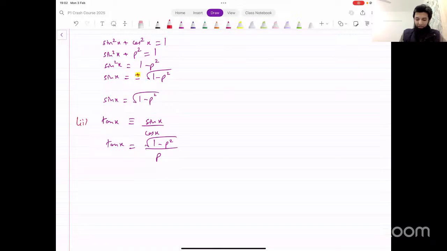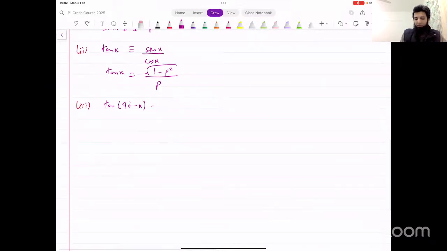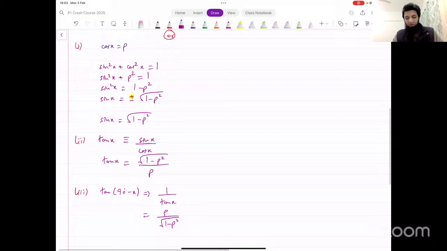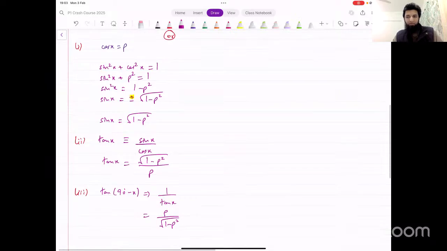And then part 3, in which they ask you for tan of 90 minus x. What's that? We just did an identity for this. Tan of 90 minus x, that's what they're asking for in the last part. What would that be? Tan of 90 minus x is 1 over tan x, right? Now, we just take reciprocal of this. So if tan x is this, 1 over tan x would be reciprocal, which is p over square root of 1 minus p squared. This could be another method for this particular problem as well, using identities.